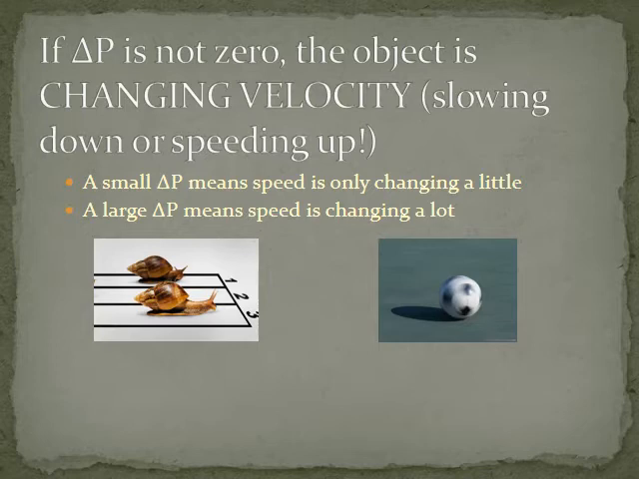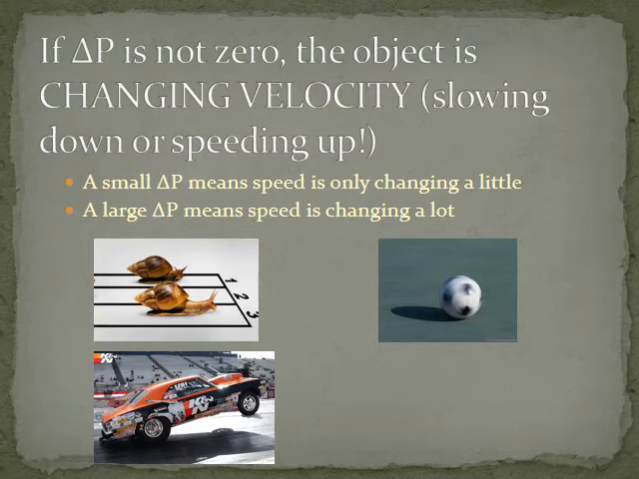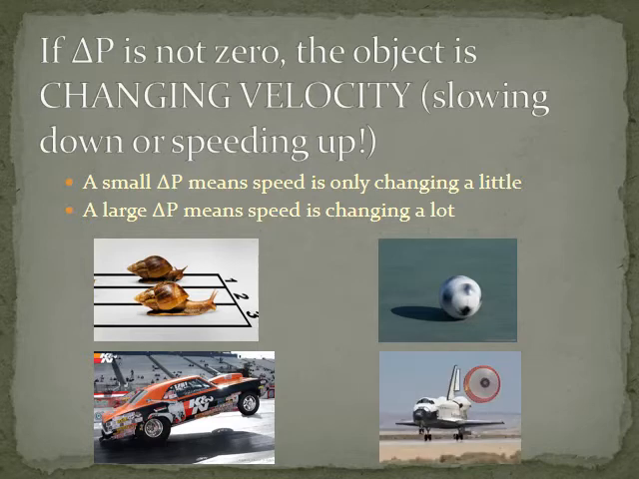If an object has a large DeltaP, it generally means that the speed of the object is changing a lot. So this race car is speeding up pretty dramatically at the beginning of a race, right? Speed is changing a lot. It's going to have a large DeltaP. And this space shuttle, as it's landing, it's got that parachute out, that's going to have a large DeltaP also, because it's slowing down from a very fast speed very quickly. So the magnitude or the size of the DeltaP tells me, generally speaking, how dramatically the speed is changing.